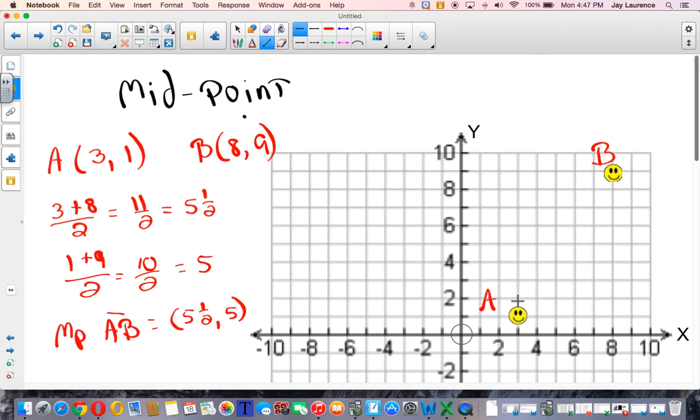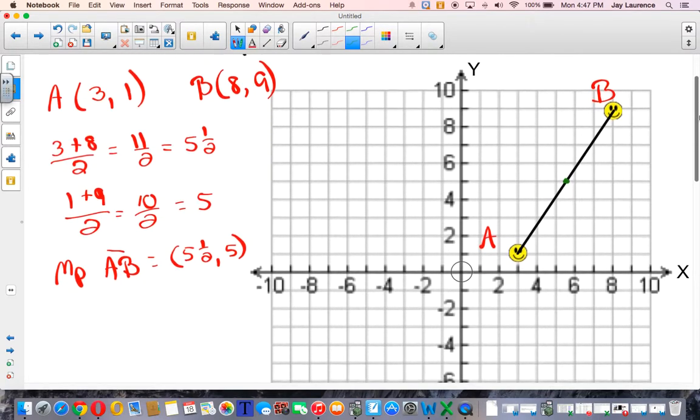So let's see if I'm right. Let's see how this looks. All right, I drew in this segment. I don't normally have to draw in the segment, but I'm just showing you. Let me go to 5.5. It's going to be along here, and up to 5. Look at that. That point falls exactly on the line, and doesn't it look like it's smack in the middle? Yeah, it sure does, and it is.